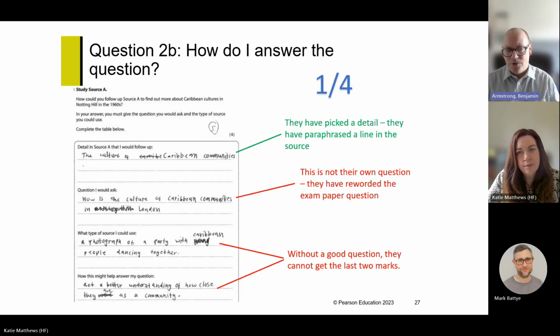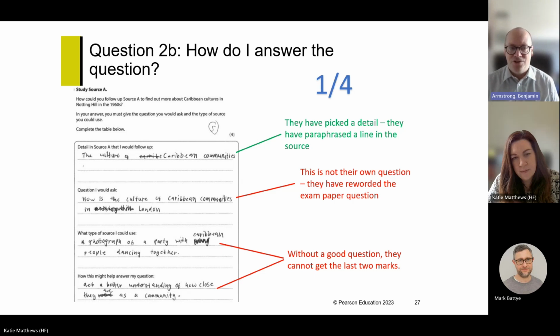But in this example, although the student has attempted to give an answer for all 4 parts, they've actually only got 1 mark out of 4. So let's just see where it didn't work for this student. The question says, study source A. How could you follow up source A to find out more about Caribbean cultures in Notting Hill in the 1960s?